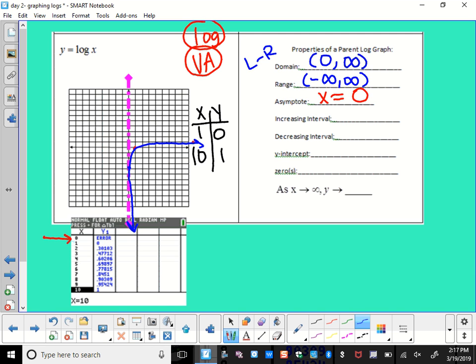All right, increasing interval. Always start left to right. Are we increasing or decreasing? We're increasing. I know I'm not decreasing, so I can write none. And I'm increasing the entire time from negative infinity to positive infinity.